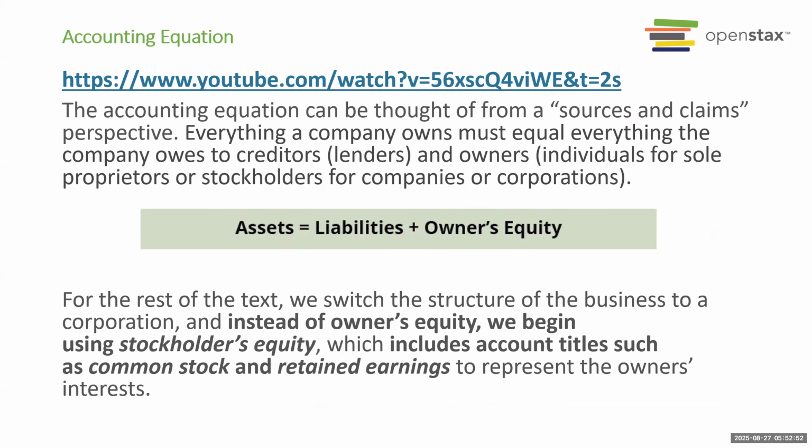We talked about this in the previous chapter. This is the accounting equation, or fundamental accounting equation. Assets equals liabilities plus owner's equity. Remember that equity can be converted into common stock as a title or retained earnings, depending on if it is a corporation.